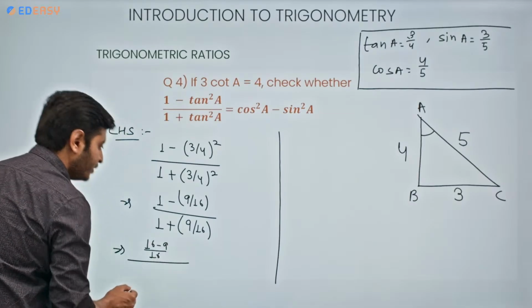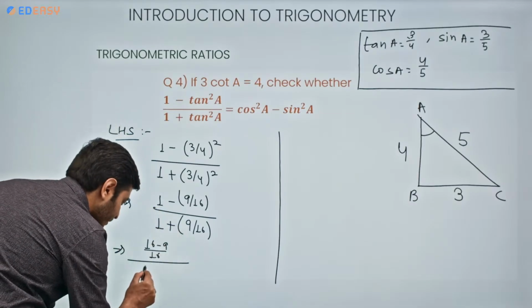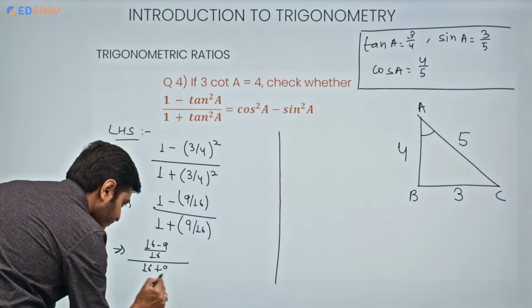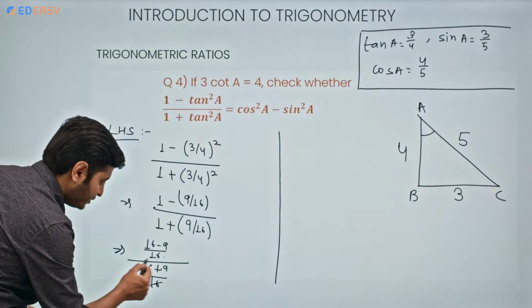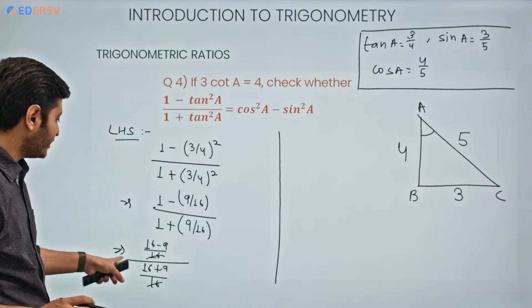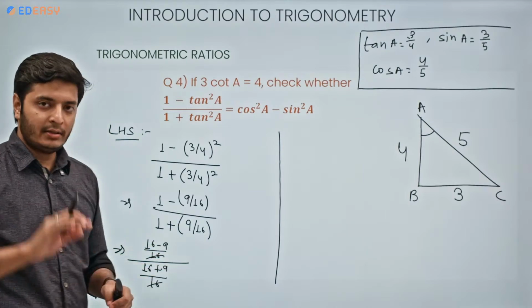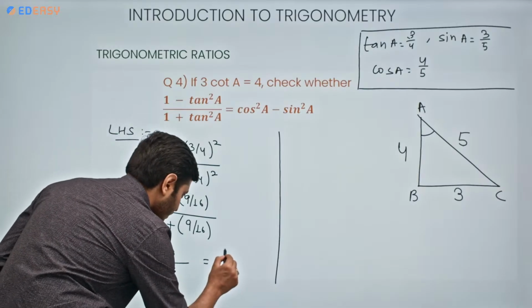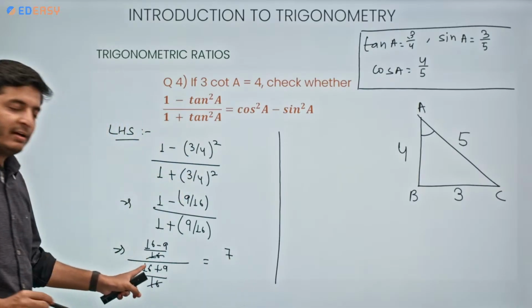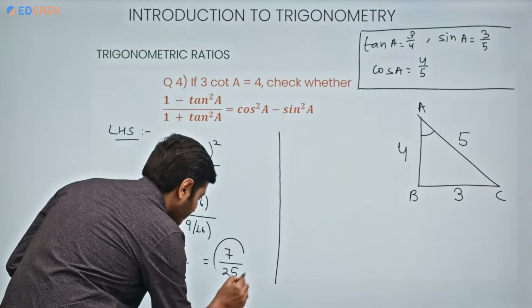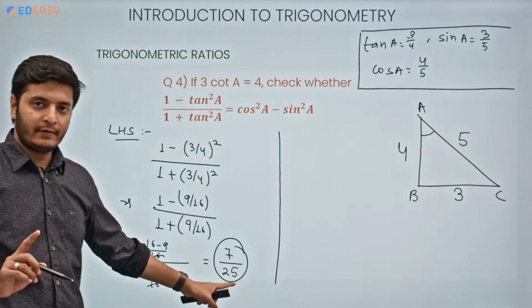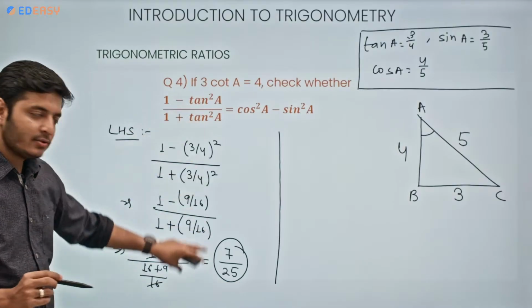Divided by the denominator will become 16 plus 9 by 16. Right? These 16s are cancelable, so we are going to cancel them. So 16 by 9 in numerator, 7 divided by 16 plus 9, 25. So the LHS is 7 by 25. You can write the solution like this only.